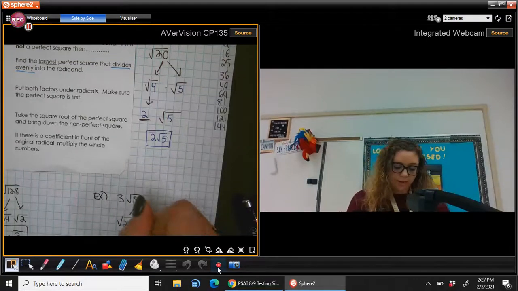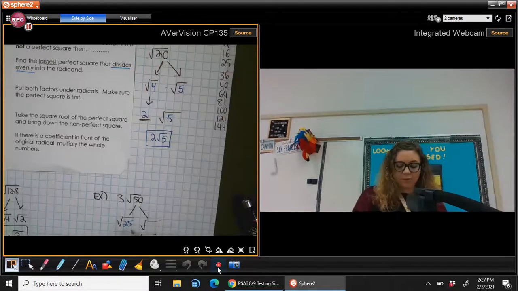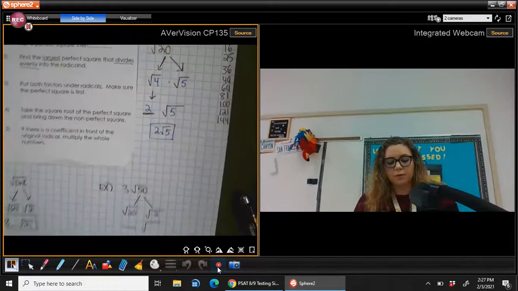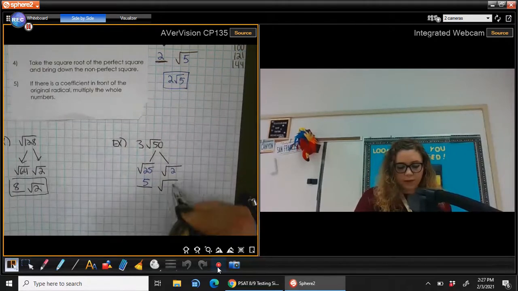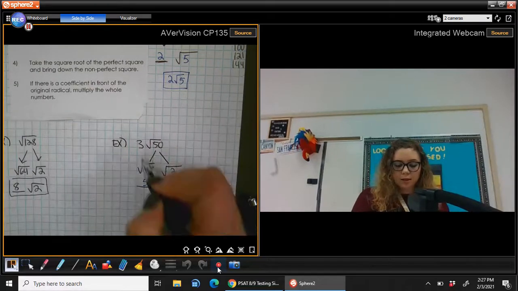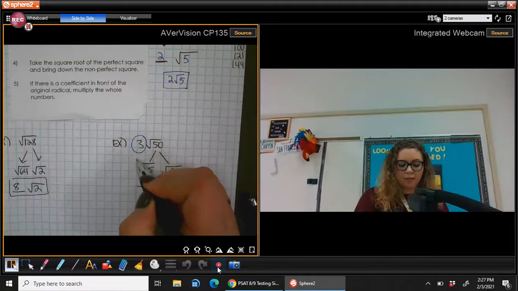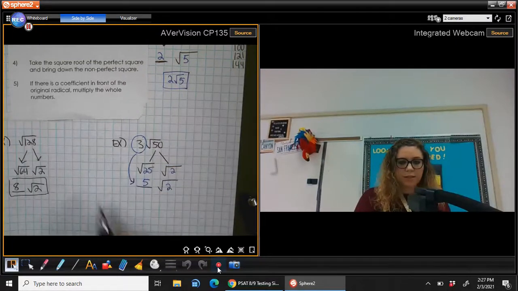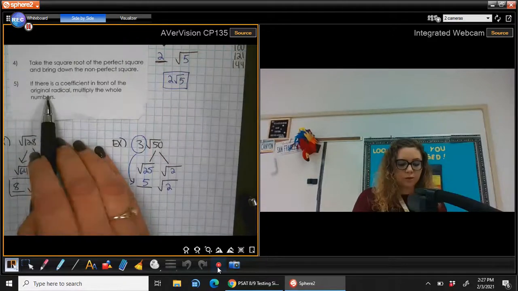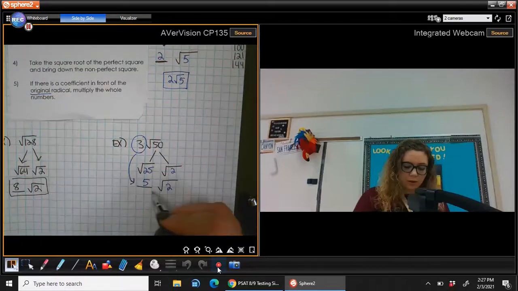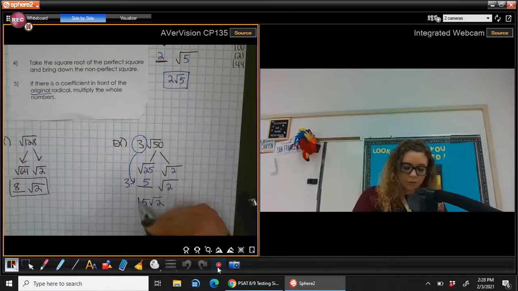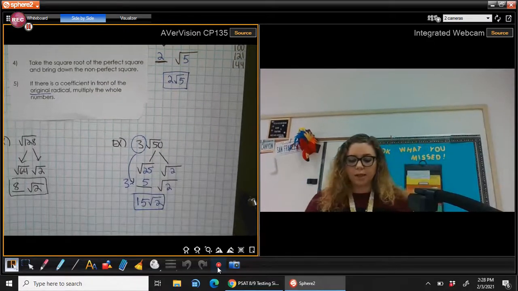So 25, okay, 50 divided by 25 is going to give me 2. 2 times 25 is 50, so we got the right ones. What times what would give you 25? 5. And then add my 2. I am not done. If I have a coefficient, I have to then multiply. So it says if there is a coefficient in front of the original radical, you multiply the whole numbers. So I'm going to have 3 times 5, which gives me 15. And then you're going to keep your radical. And that is going to be my answer.